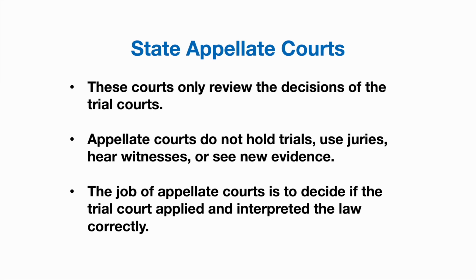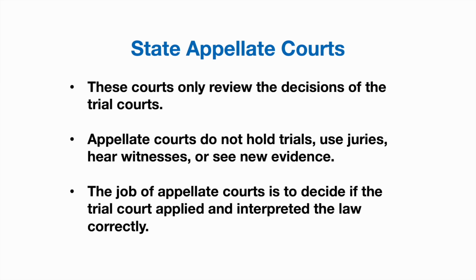Appellate courts merely look at what happened at the trial court level, decide if the judge made any errors during the trial, like admitting evidence that should not have been allowed, and they determine if the judge applied the correct law and interpreted the law correctly. At the appellate court level, there are no trials, no jurors, and no witnesses.